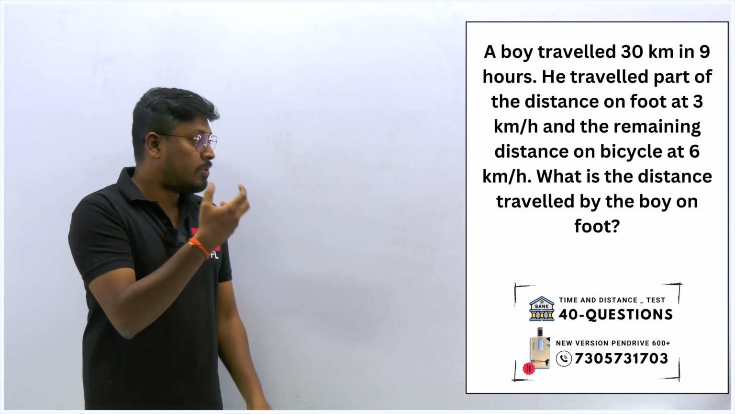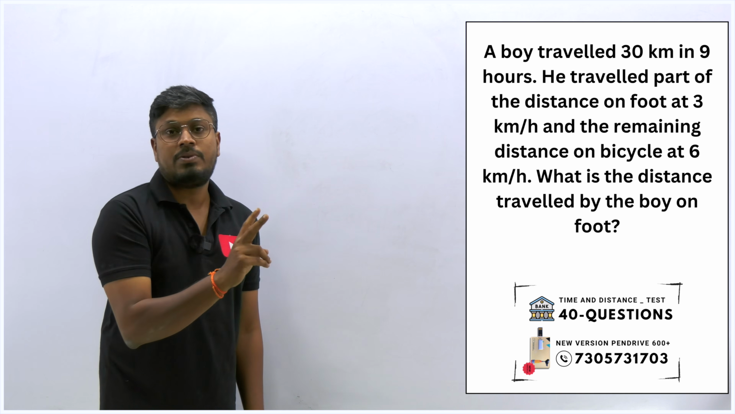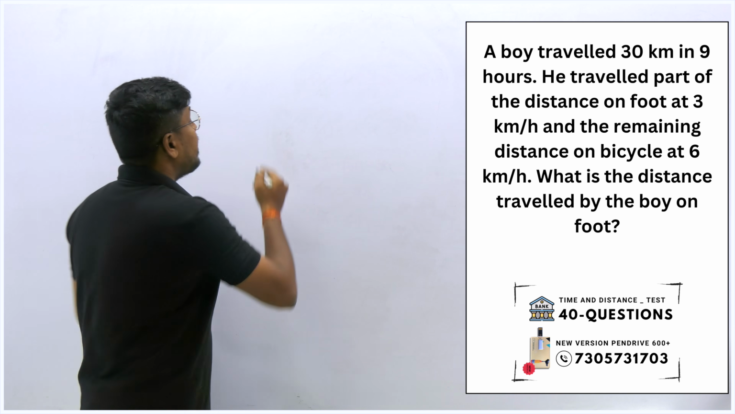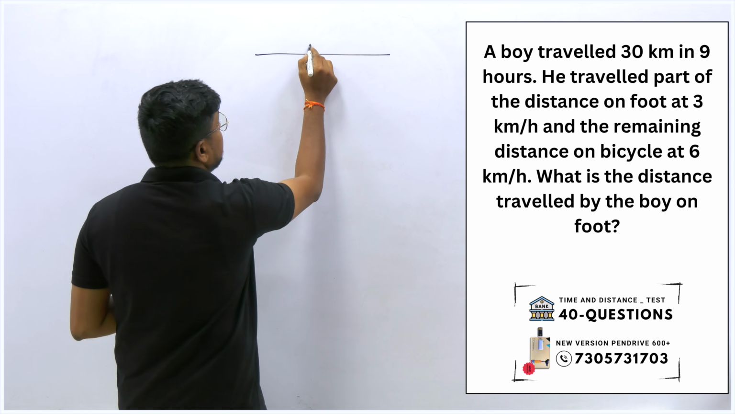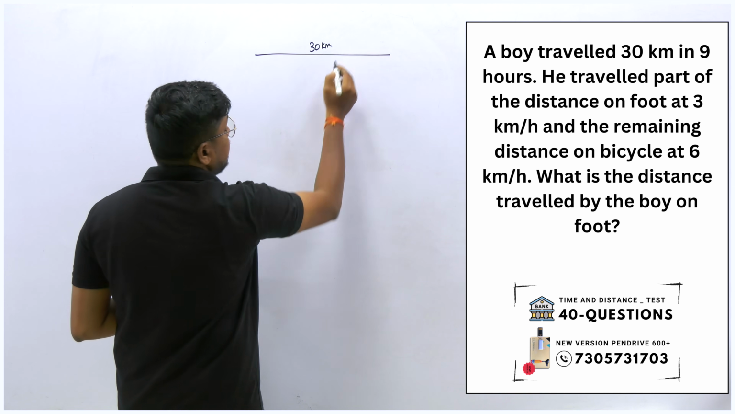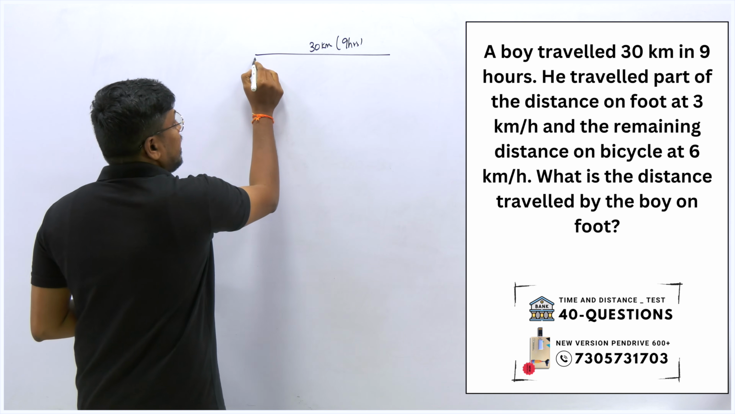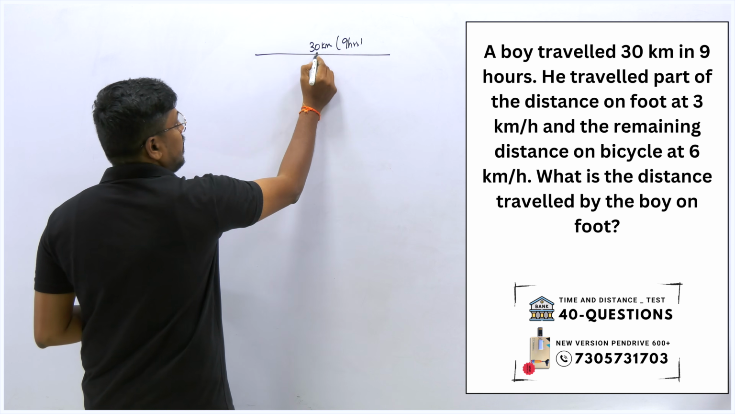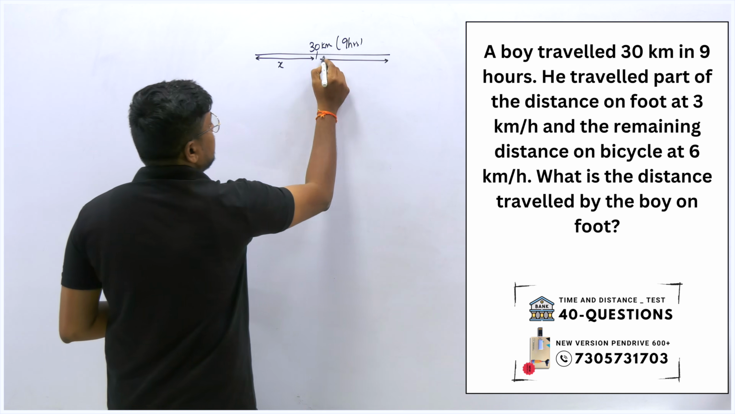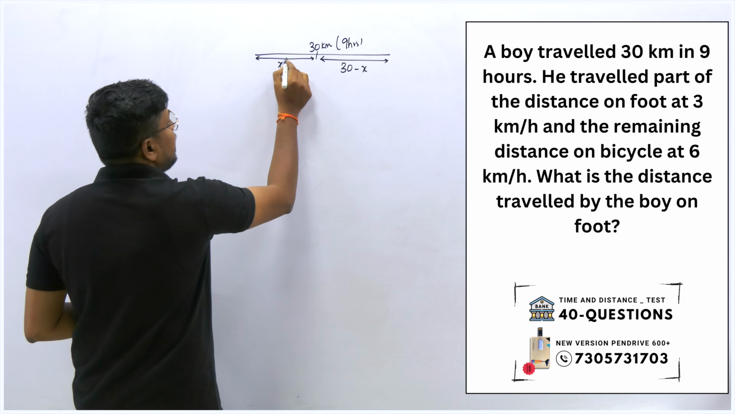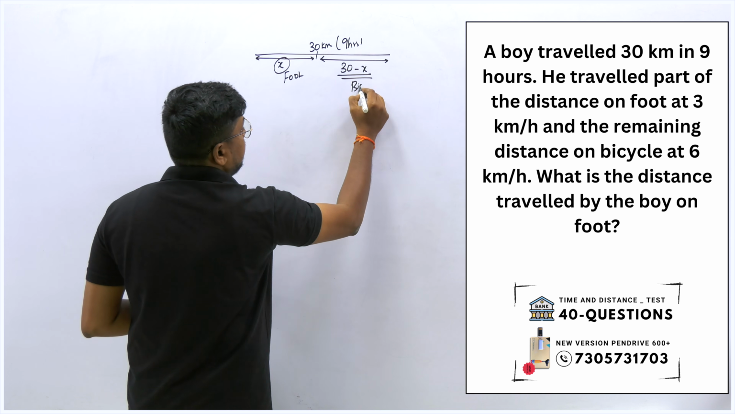If you can't understand how to proceed and solve the question, even while teaching time and distance I have told you, draw a small diagram, right? Here you can see the total distance from house to school is how much? 30 kilometers, and the total reaching time is 9 hours. He is covering a part of the distance by foot, but we don't know how much, so let me keep it as x. The remaining distance will be 30 minus x. This will be the distance he covered by foot and this will be the distance he covered by bicycle. So friends, understood or not?